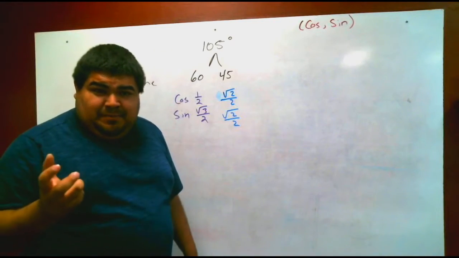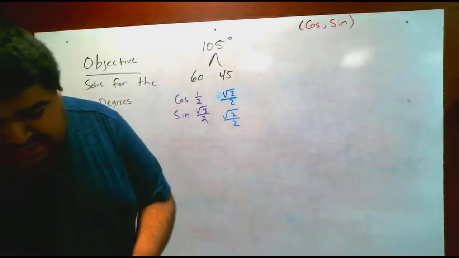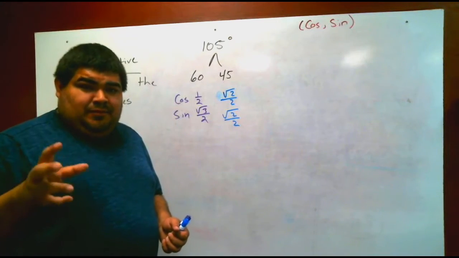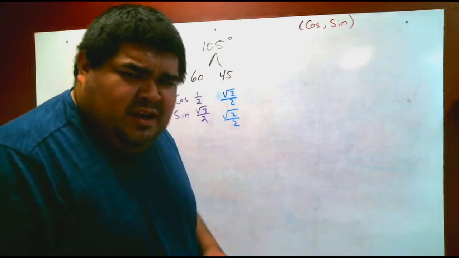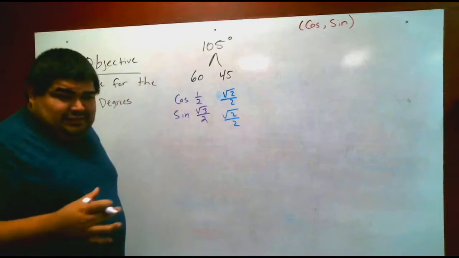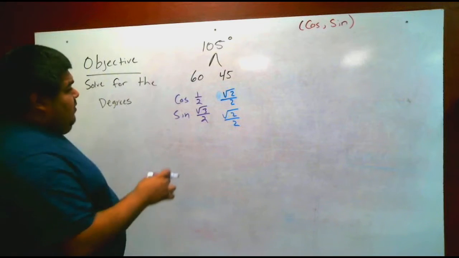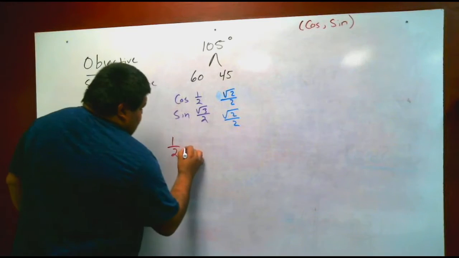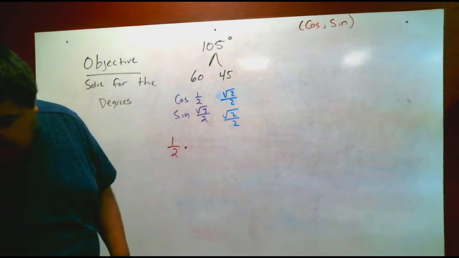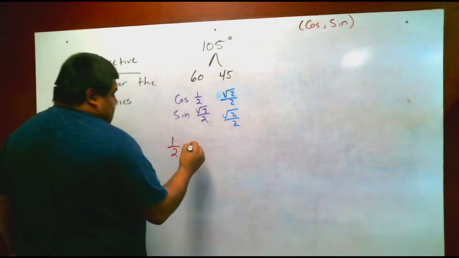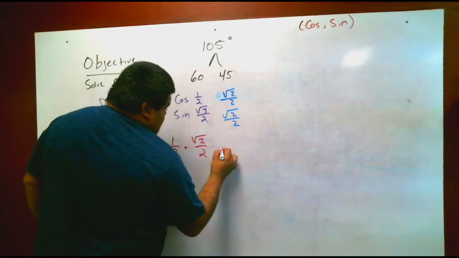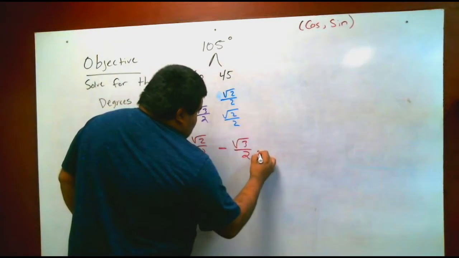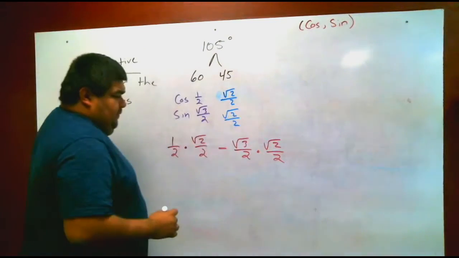Today we're actually going to combine them. We're going to have the cosine of both degrees on one side minus the sines of both degrees. You might ask yourself, how do we do that? For 60 degrees, we have 1/2 times the other one's cosine, which in this case is radical of 2/2, minus both sines: radical of 3/2 times radical of 2/2.